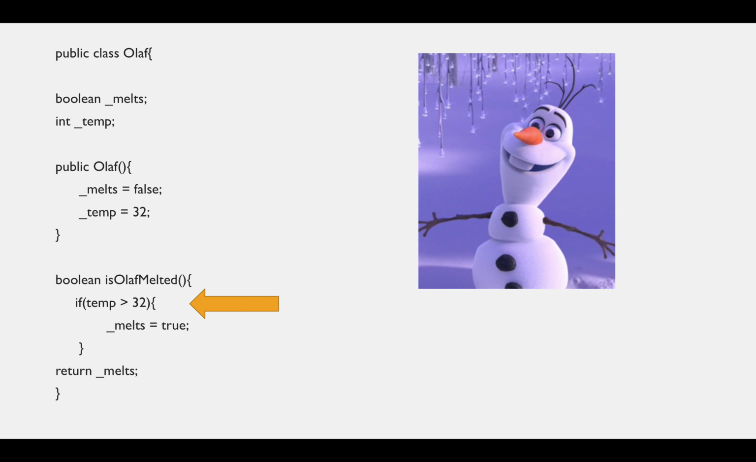So here, in this if statement, temperature greater than 32 would be a Boolean, and in this case, since our temperature is not greater than 32, we have a very happy and unmelted Olaf.